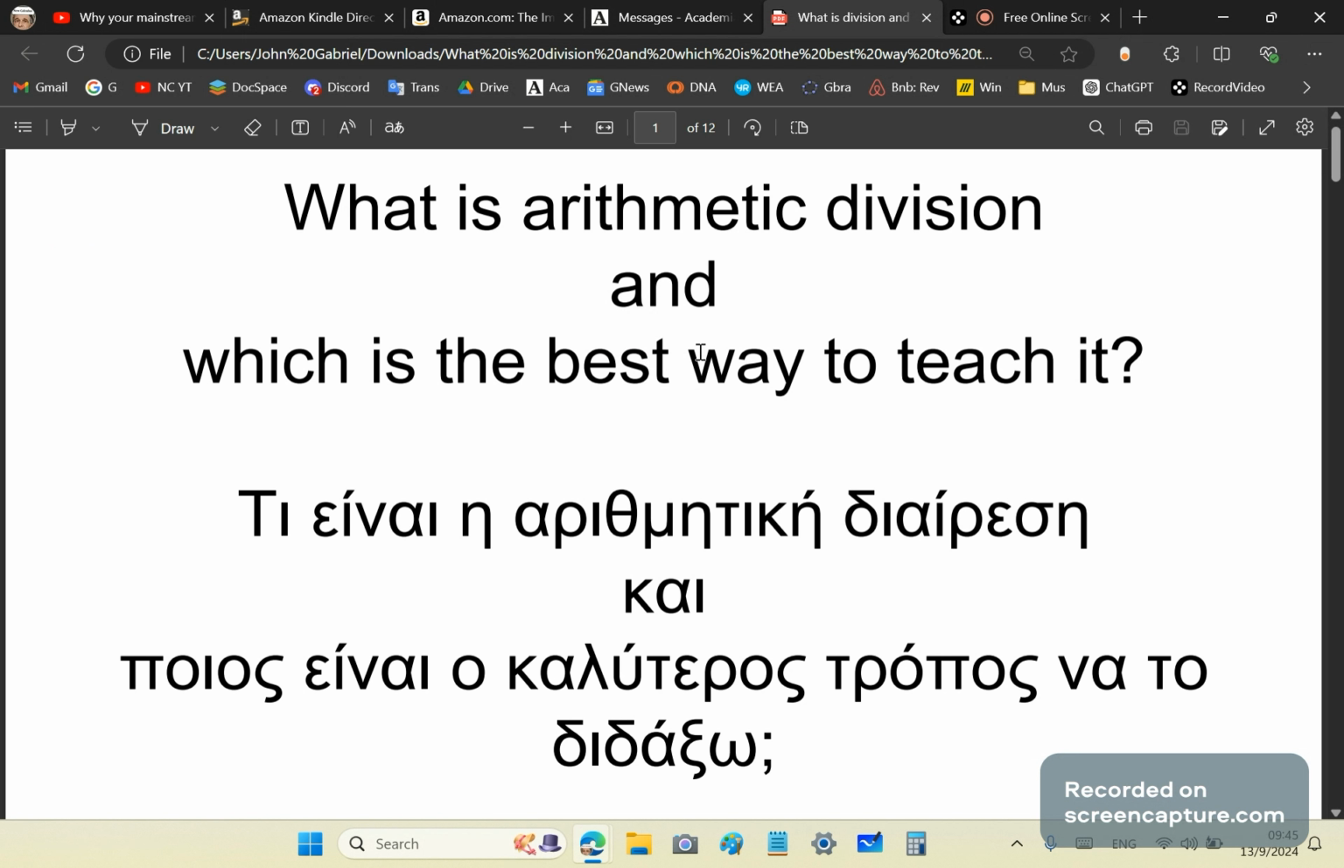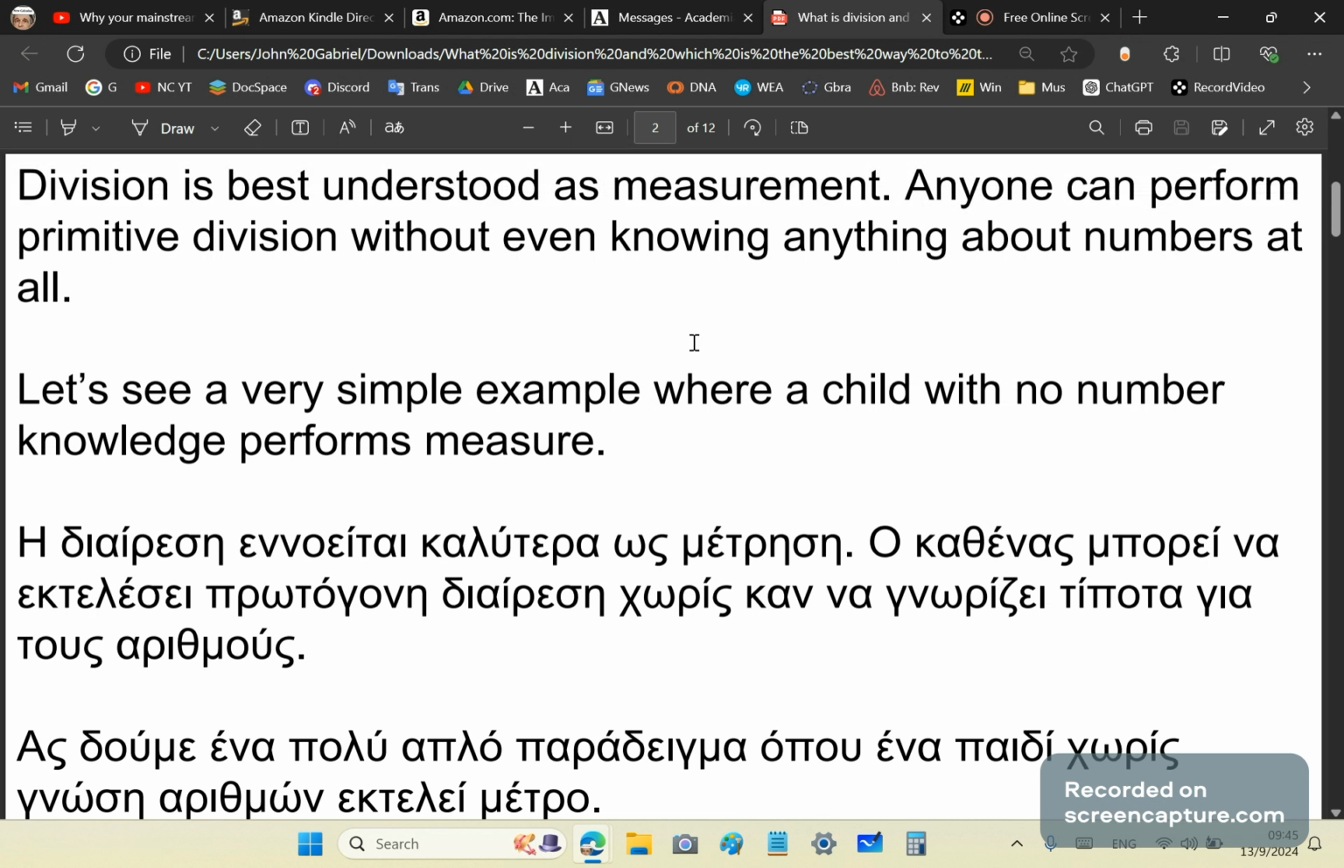So let's look at an introduction. Division, okay, the operation of division is best understood as measurement. That's literally what it means in Greek. So in fact, even when you count using the so-called natural numbers, which are actually fractions, you're performing division, whether you knew it or not, because you're measuring using an abstract unit.